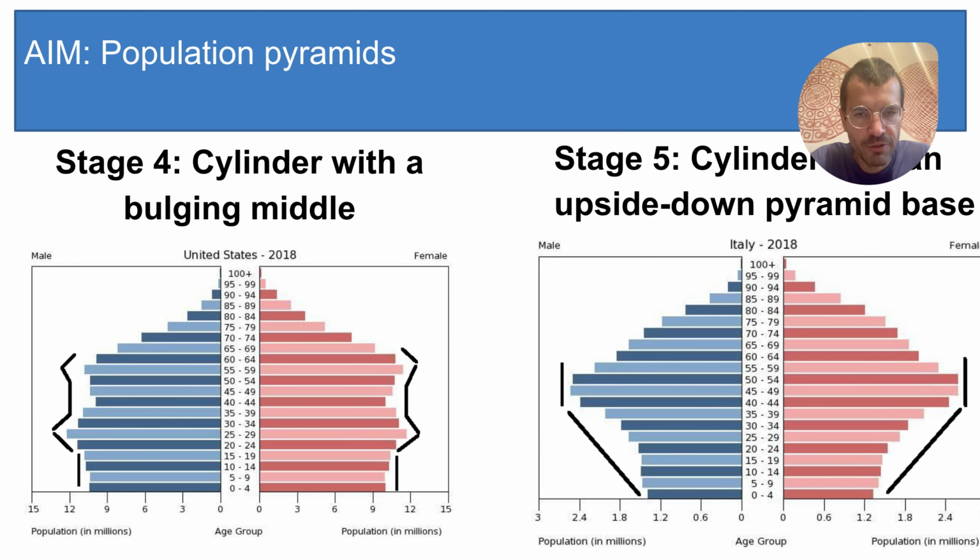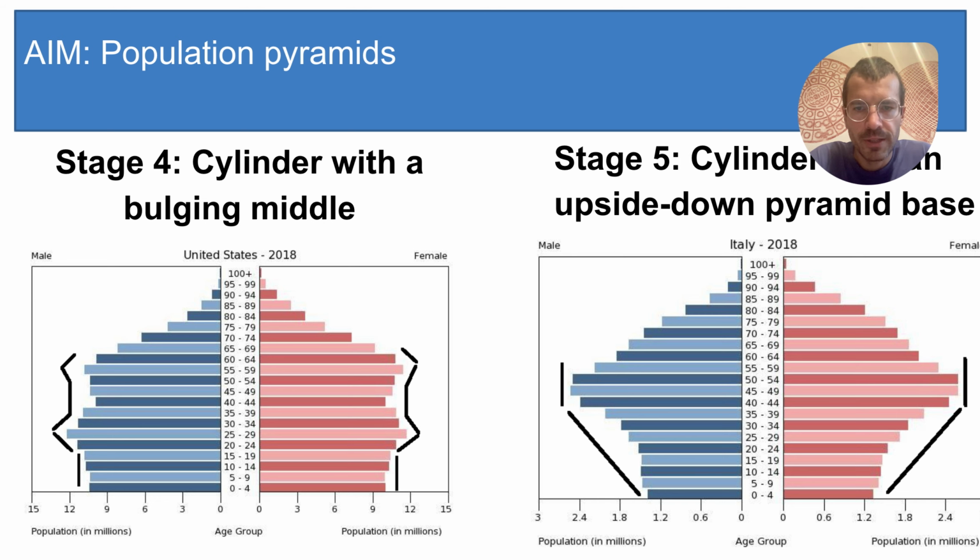Contrast stage 5 shape on the right with the stage 4 shape on the left, which you just looked at a minute ago. Stage 5, cylinder with an upside-down pyramid. Stage 4, cylinder with a bulging middle. In stage 4, the bottom years are straight. See this straight line. But in stage 5, the bottom years are slanting outwards.